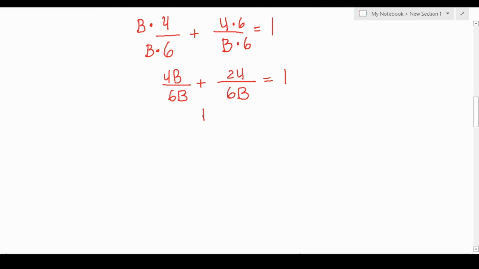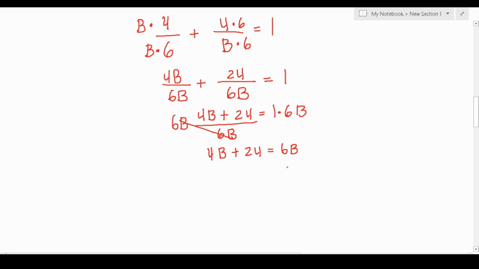This becomes 4b plus 24 equals 1 all over 6b. Again, we're solving for b, so our goal is to get b by itself. That said, we want to get rid of this fraction here, and in order to do that, we can multiply both sides by 6b. This is going to cross out, leaving us with 4b plus 24 equals 1 times 6b, which is just 6b. Again, anything times 1 is itself.